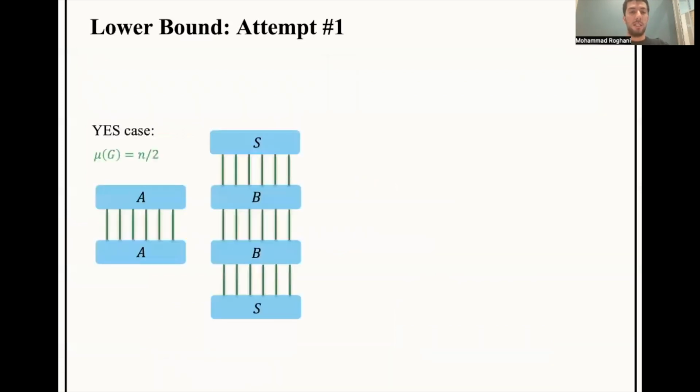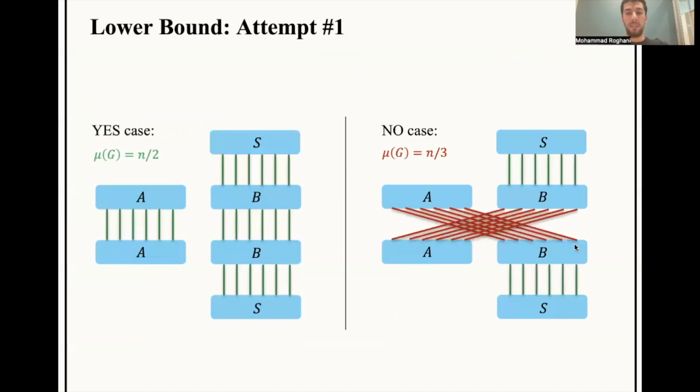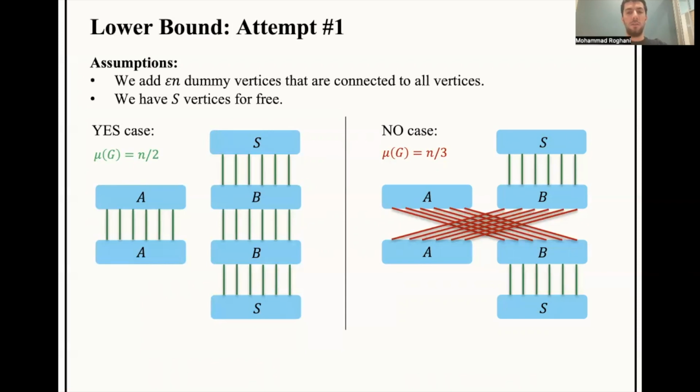Suppose that this is our yes case, that it has a perfect matching, all the vertices are matched. We have a perfect matching between S and B vertices, and also between BB and between AA vertices. For our no case, instead of having AA and BB perfect matching, we have a perfect matching between AB and a perfect matching between the other AB. So the size of the maximum matching in the no case is 2/3 of the maximum matching of the yes case. Also, in all our constructions, assume that there exist epsilon and dummy vertices that are connected to all vertices. These vertices are necessary for the adjacency list model to hide the actual construction. And also we assume that we have the S vertices for free. So if you query a vertex, you will know whether it's an S vertex or not for free.